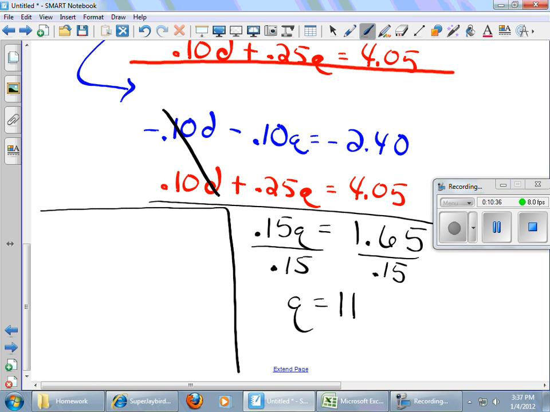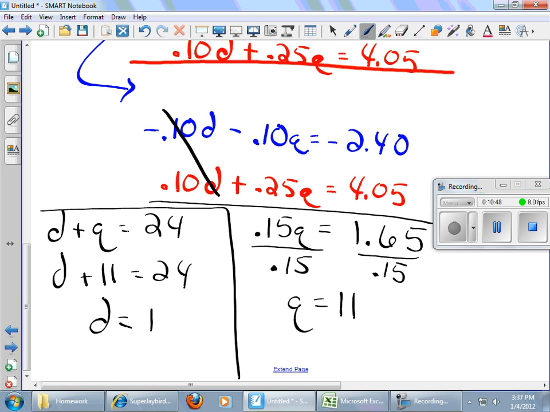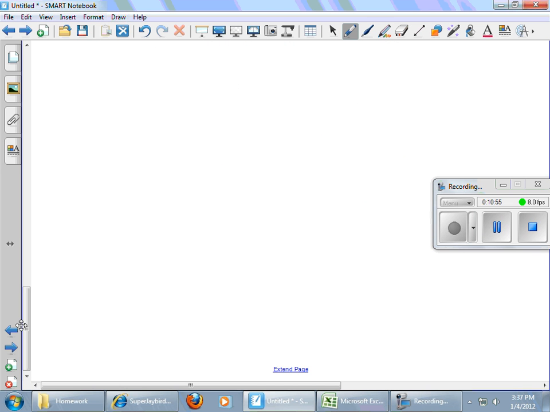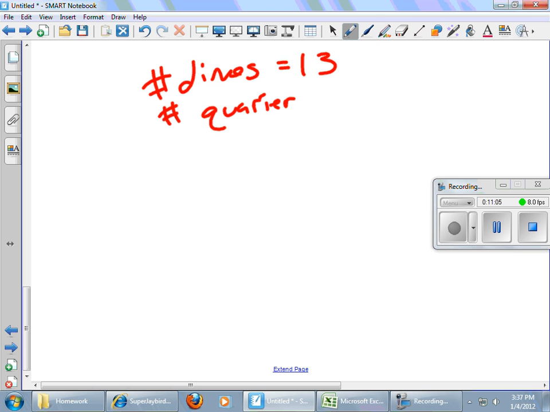Now, to figure out the number of dimes, that's easy. I know that D plus Q equals 24. Well, if Q is 11, then D must equal 13. So the number of dimes is 13, and the number of quarters is 11. So dimes equals 13, number of quarters equals 11. All right, let's get on to the next problem.